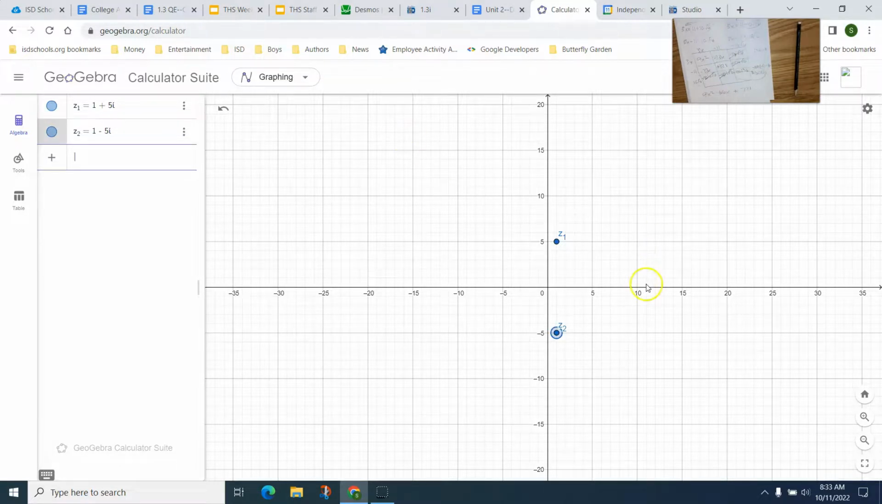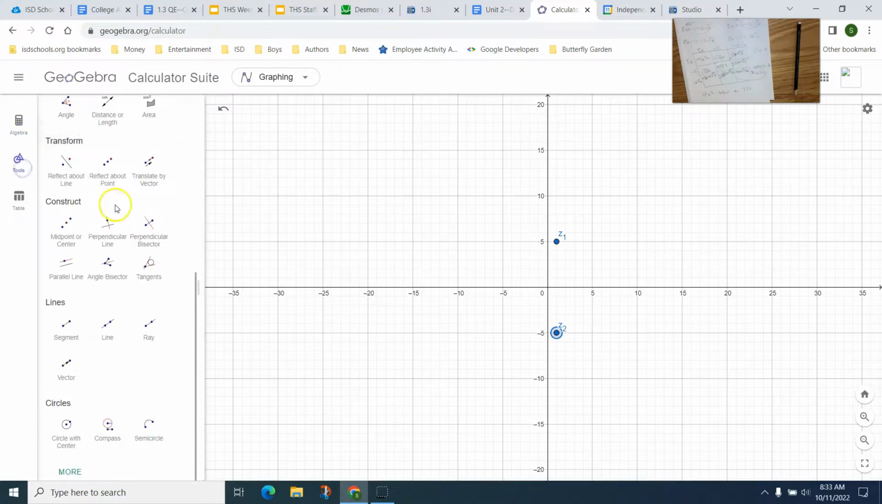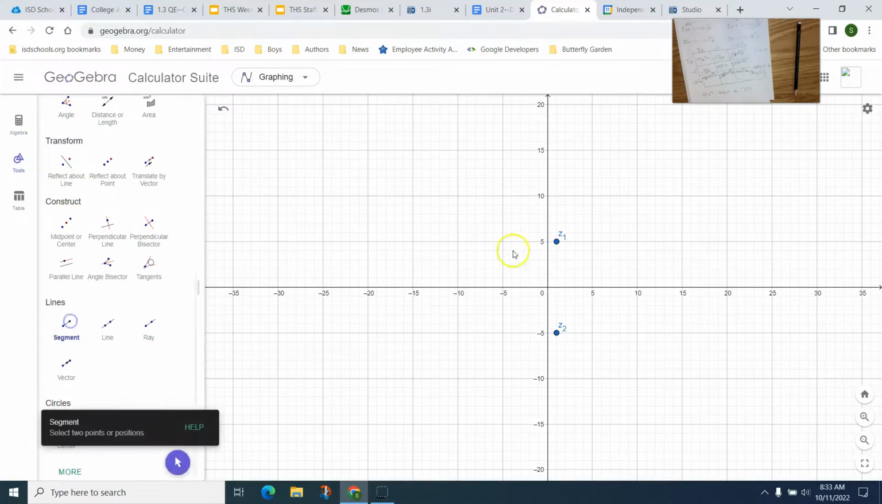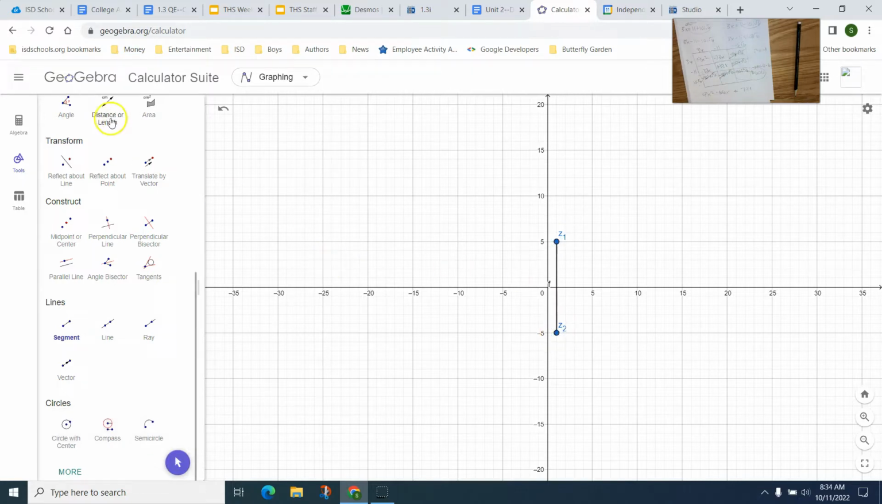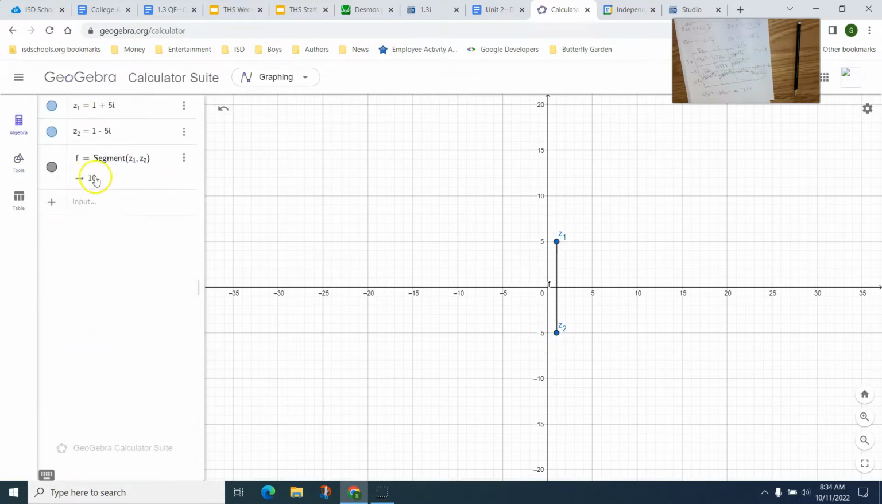So I want you to see the geometry of the conjugates. Conjugates are always on top of each other. One's above the x-axis, the other's below the x-axis. And as you can see, this is 5 above because it's positive 5, and this is negative 5, so it's down below, and 5 plus 5 is 10. So the distance is always the two imaginary conjugates added together, and voila, right there.